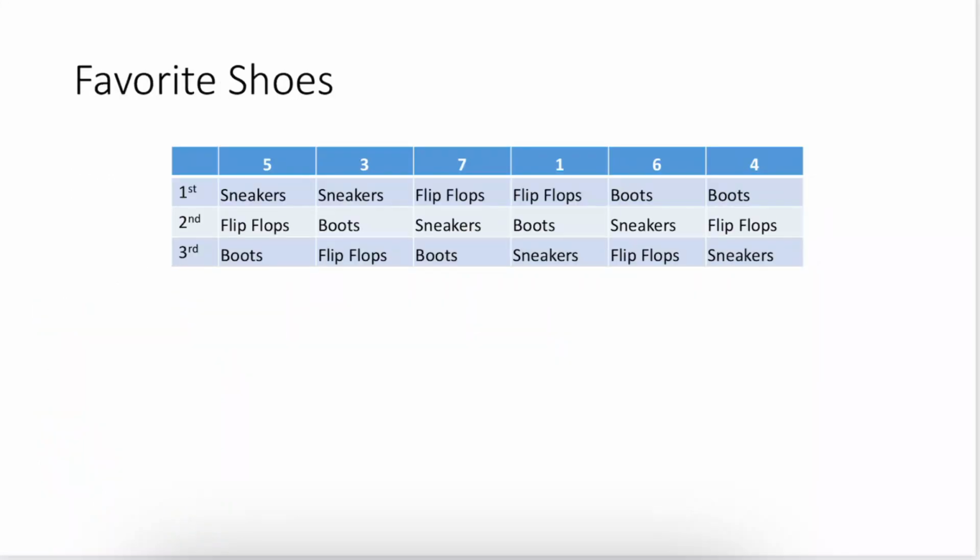So why don't you try this one on your own and determine based on this preference schedule where people voted for their favorite types of shoes, which type of shoe would be the winner via Copeland's method. So pause this video and then restart it to see how I would solve it.